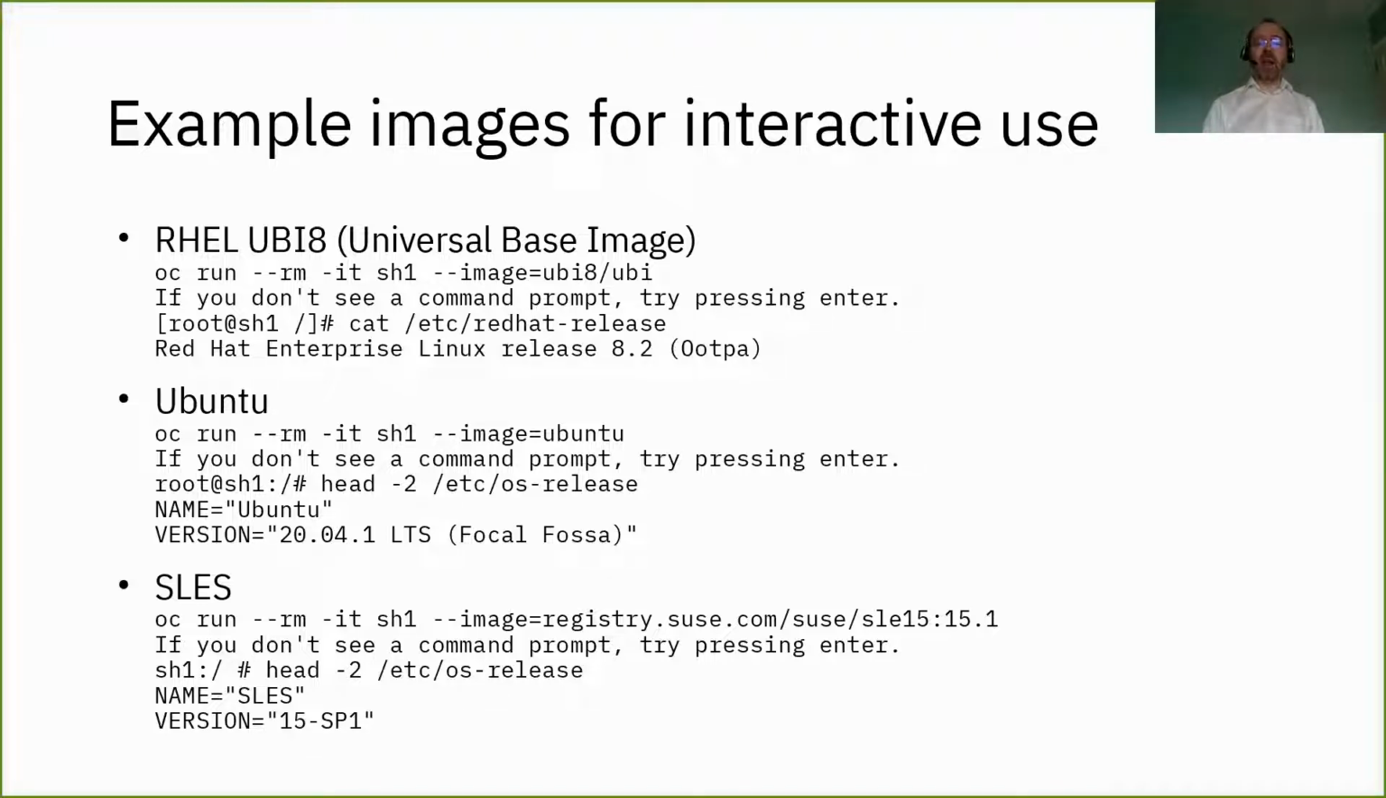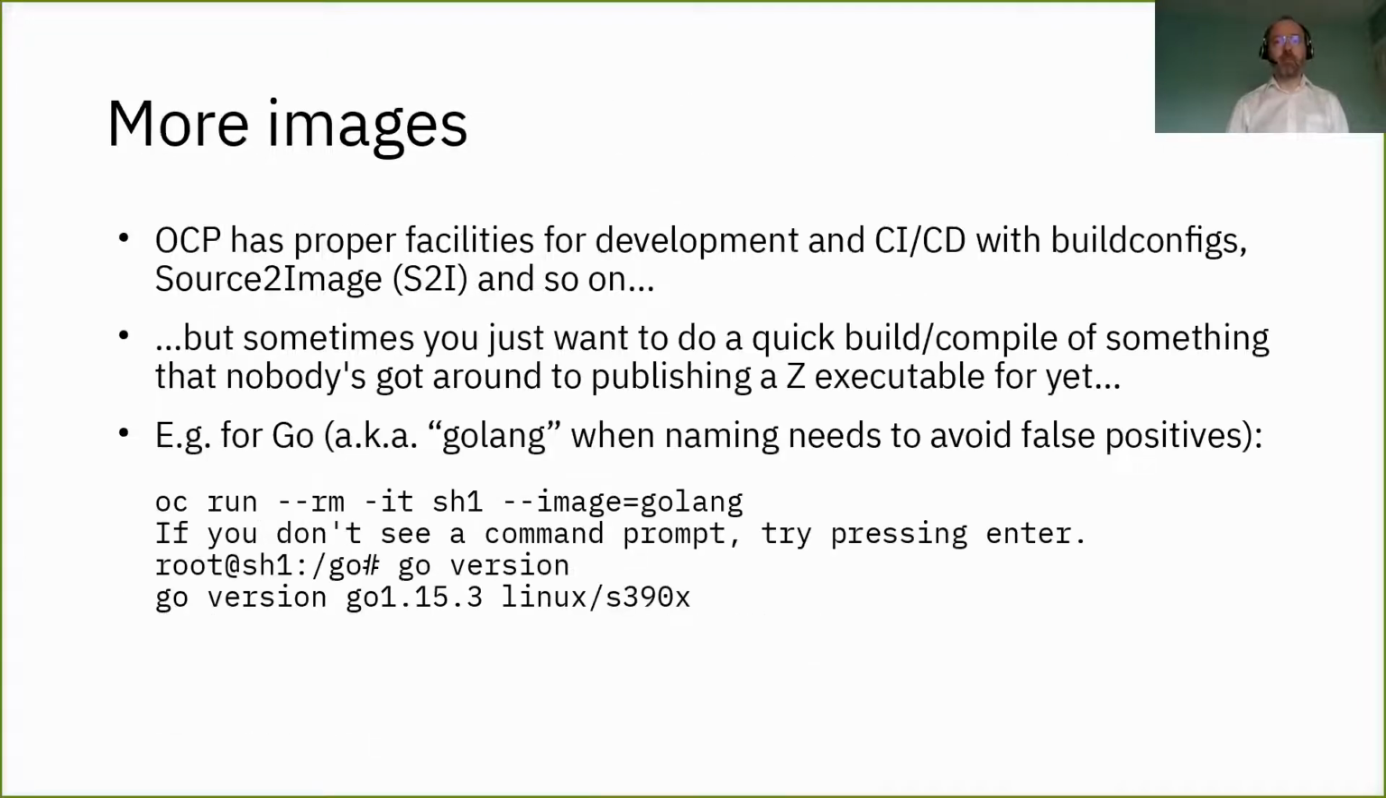But if I say oc run image equals ubuntu, it'll go and fetch the official Ubuntu image from Docker Hub, and it'll run you in Ubuntu. If I say run SUSE SLE15, well, registry.suse.com, because they host it on their own registry, then it will pull the official SUSE Linux Enterprise image and run that within your container.